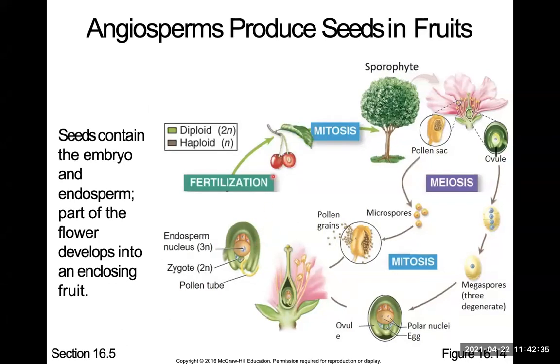Sometimes fruits don't have lots of fleshy material and they can have just a little bit, like pea plants. Other times they have lots of fleshy material to entice the animals.